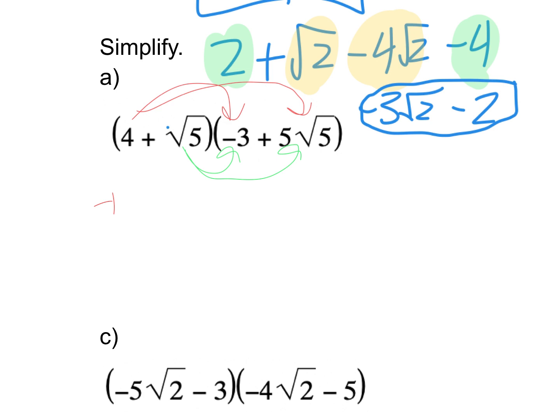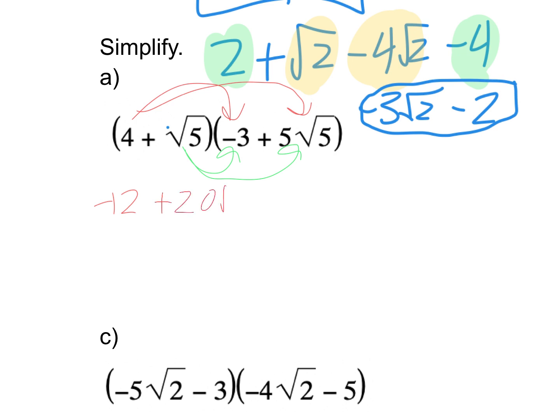And 4 times 5 square roots of 5, I can multiply my coefficients. So 4 times the 5, this will not change because I don't have a square root in this term. So 4 times 5 is 20.